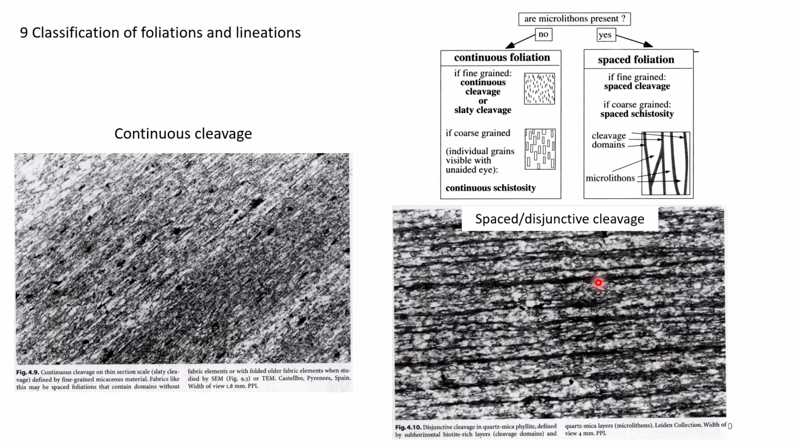Here we see clearly a spaced, or if you want, disjunctive cleavage. Clearly here we have thin cleavage domains that are mica dominated, separated by microlithons that are a little bit more quartz rich. There's also some mica in the microlithons, but overall there is a good separation between light colored and dark colored layers. If you would take such a sample and try to split it, it would always split along the cleavage domains.